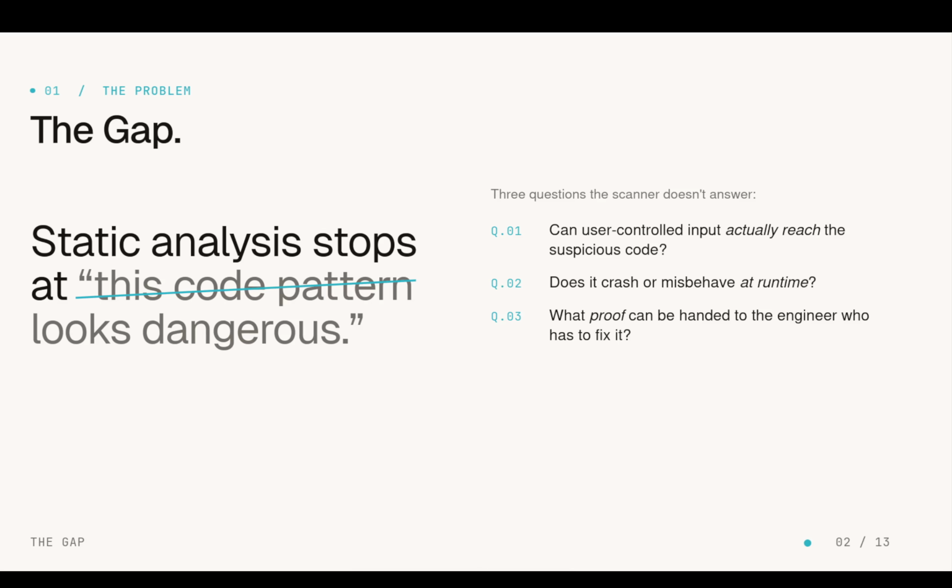Here's the gap we're solving. Traditional static analysis stops at, this code pattern looks dangerous. That's a starting point, not an answer. The reviewer is still left holding 3 open questions. Can a user actually reach this code? Does it crash or misbehave when they do? And what evidence do I show the engineer who has to fix it? Today, those questions get answered by humans, slowly, manually, one finding at a time. That's the gap.